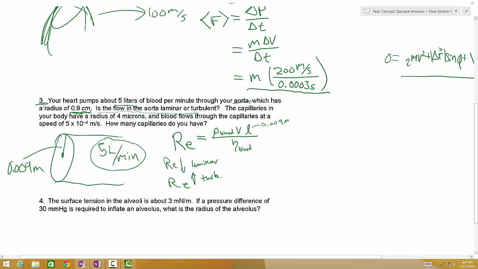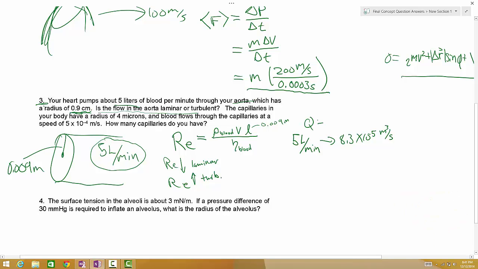So we can convert 5 liters per minute into SI units. I believe, I'll let you do this, but I believe this goes to 8.3 times 10 to the minus 5 meters cubed per second. And don't forget that this flow rate is Q.